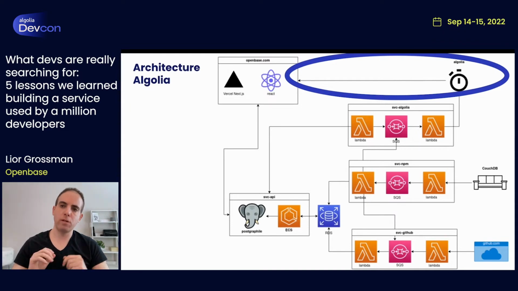Now you might be wondering, how have we built this Algolia index, right? Like we have 3.5 million packages and loads of data. I'm going to show you how.